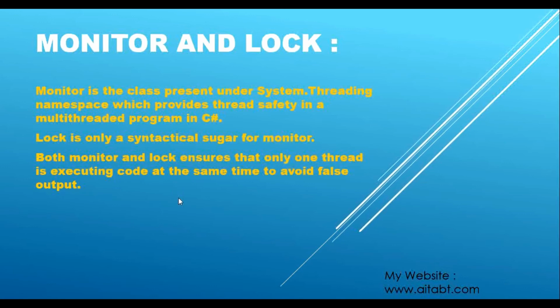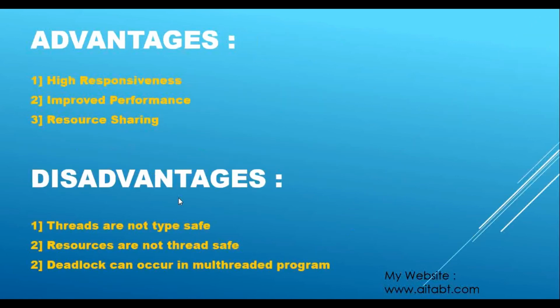To make that program thread safe, we can use that monitor or lock so that only a single thread will acquire the lock on that code and execute that code one by one instead of in a simultaneous manner. And that's what we have seen here. So this resource sharing can turn into a disadvantage, that is, resources are not thread safe if we don't use that monitor or that lock. We can resolve that using monitor and lock.